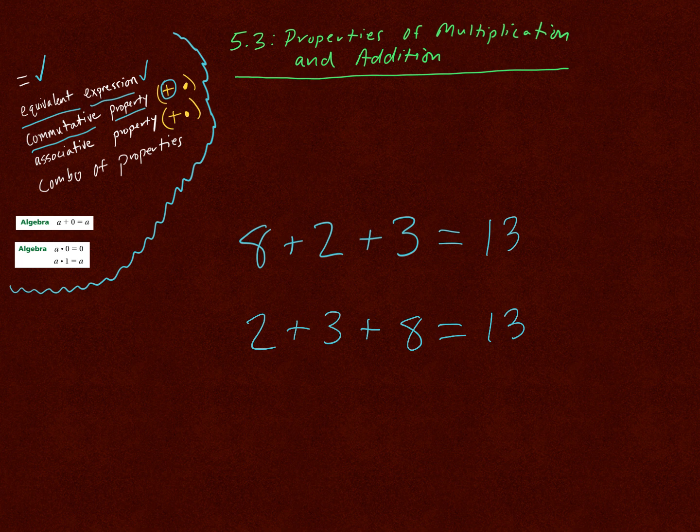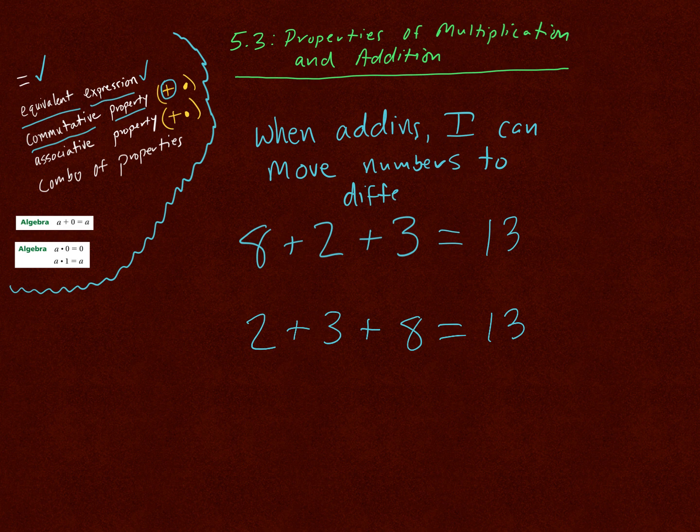So the commutative property of addition says that when we are adding, I can move numbers to different locations. Okay, so that's a property. That's a rule or something that we're able to do. Okay, so moving numbers around, but only when we are adding. Okay, so that's called the commutative property of addition.